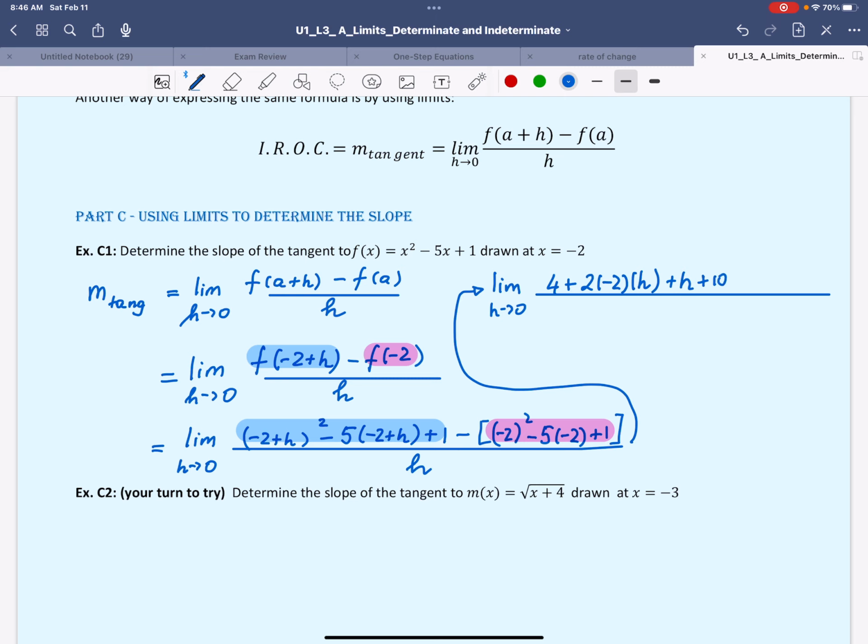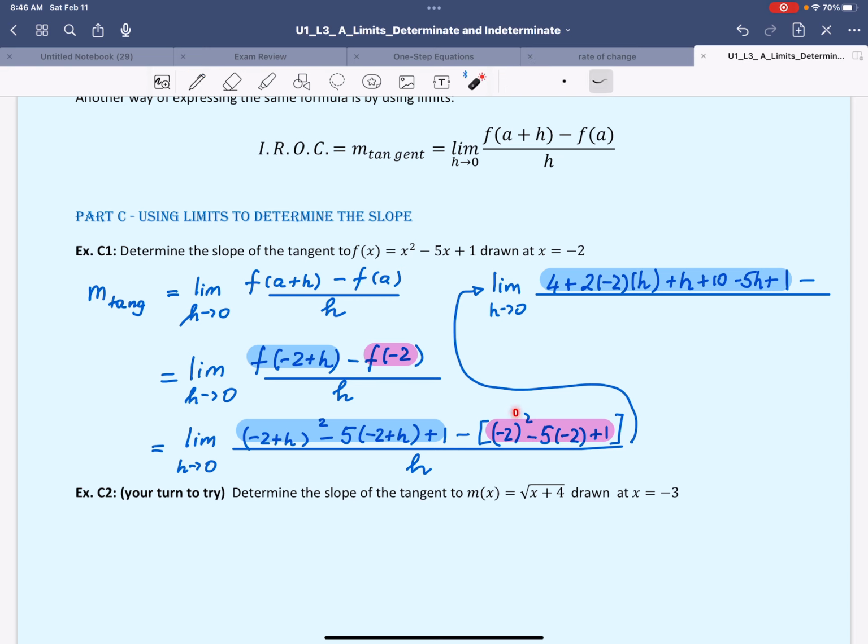And negative 5 times h, negative 5h, and then plus 1. Now let's take a look at what this part here becomes. I will highlight this, obviously, here. And then minus. So here we go.